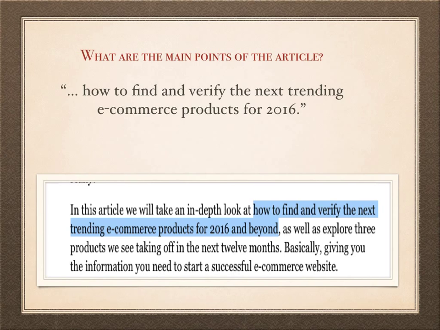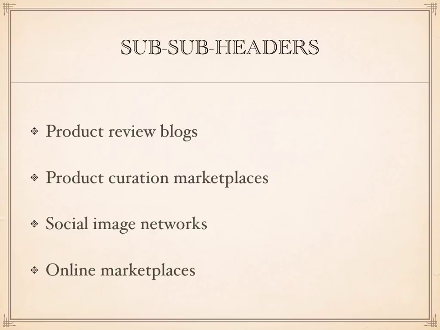Underline or highlight it. After this, you'll notice that the article has 4 subheaders: consumer behavior research, product ideation, and verifying the trend. The subheader product ideation is the longest and has 4 subheaders of its own. Under the category of product ideation, we have the headers product review blogs, product curation marketplaces, social image networks, and online marketplaces. We'll use these.